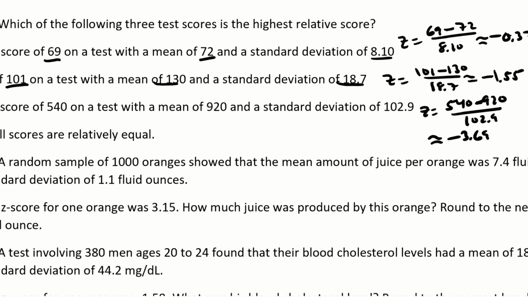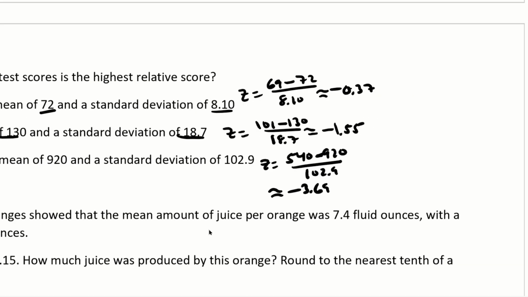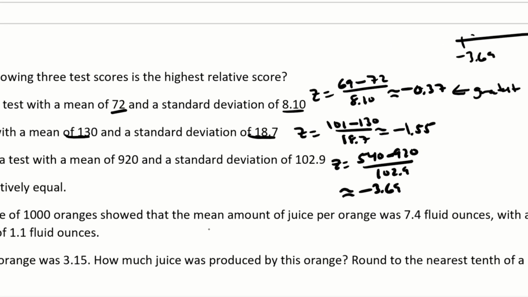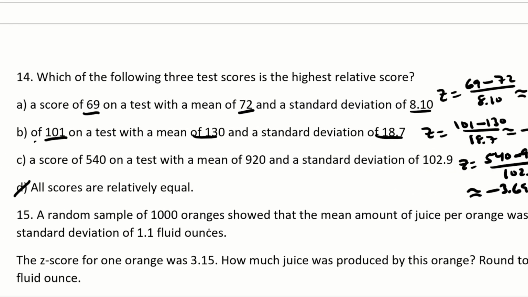The greatest number is the number closest to the most right on the number line. So we know that negative 3.69 is all the way out here, and negative 0.37 is here. Negative 0.37 is more to the right on the number line, so that's the greatest. That means this is the highest relative z-score. So the answer is A.